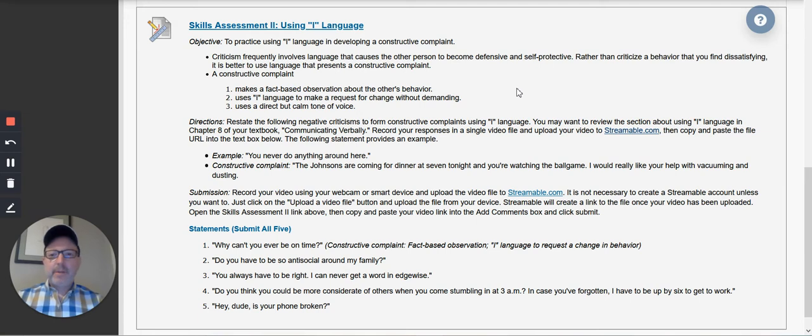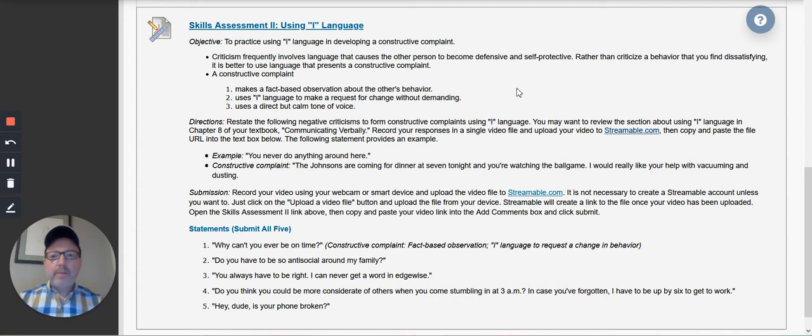Then the second step uses I language to make a request for a change without demanding. So you need to tell the person what you sense is going on, what you see happening, and then what do you want them to do about it? But do that using I language.